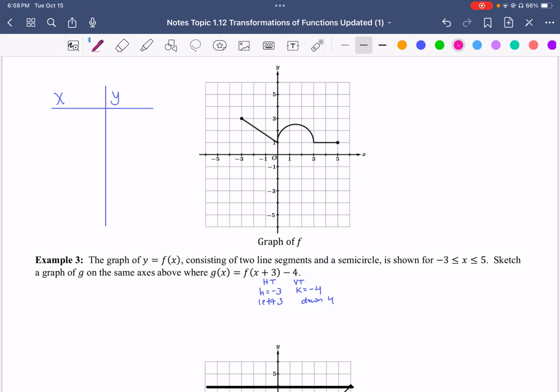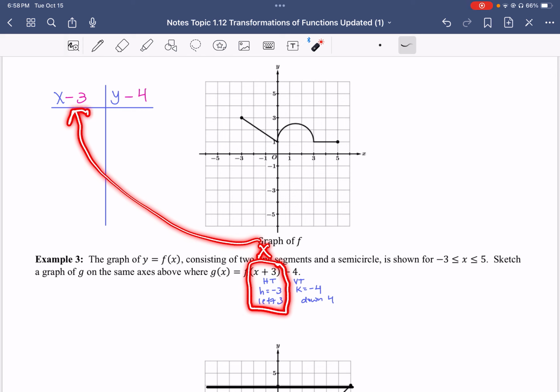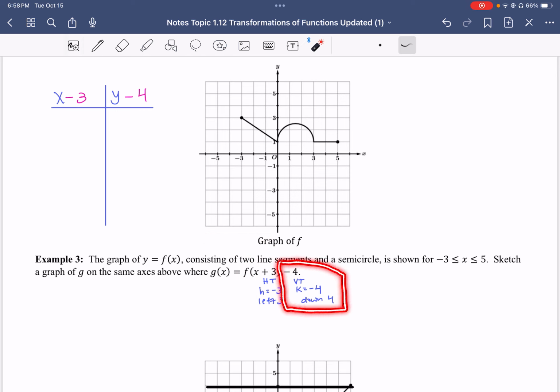Okay, so to the x values, since I'm going to the left 3, I'm going to need to subtract 3. And for the y values, I'm going to subtract 4. Remember the horizontal transformations, it was only this one, those affect your x coordinates, which is why I only put it on the values for x on my table. And everything that happens outside of the parentheses affects your y values, which is why I put it on this side of the table.